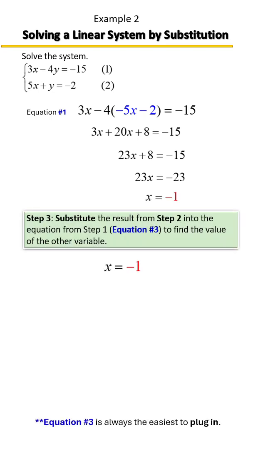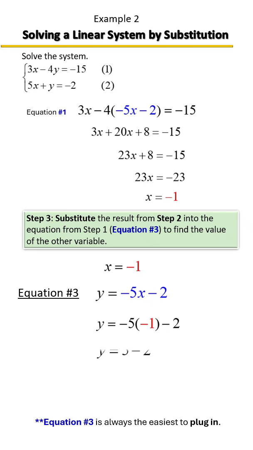Now we're going to take the value that we have of x and we're going to plug that into our equation 3 that we created earlier because it is already solved for the variable we want. All we need to do is plug in that negative 1 to the right and we'll know what our value of y is. So removing the x, replacing it with negative 1, negative 5 times negative 1 is positive 5, and 5 take away 2 we know is 3, so our solution is negative 1, 3.